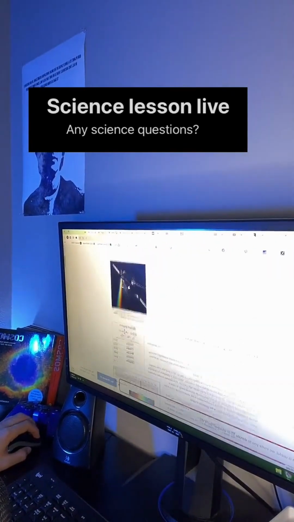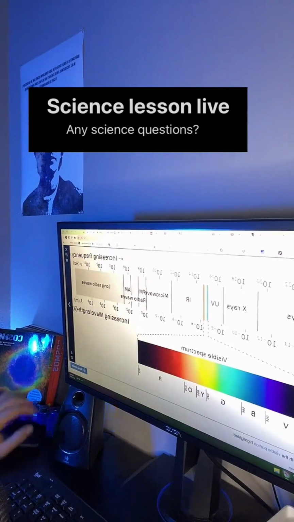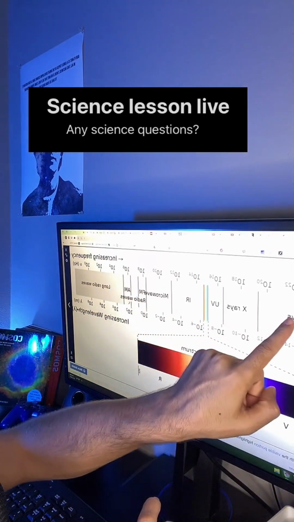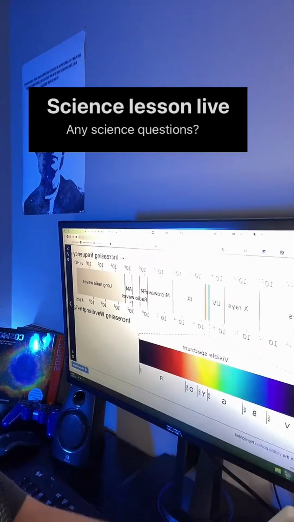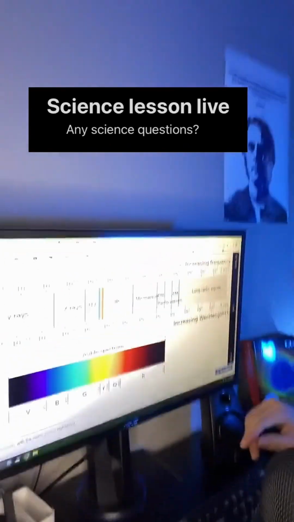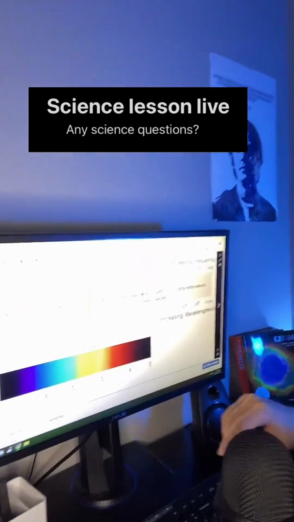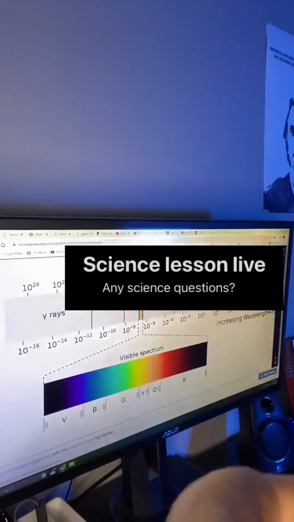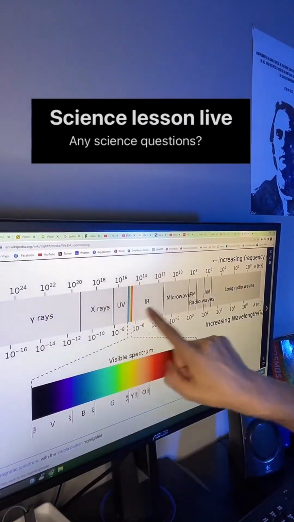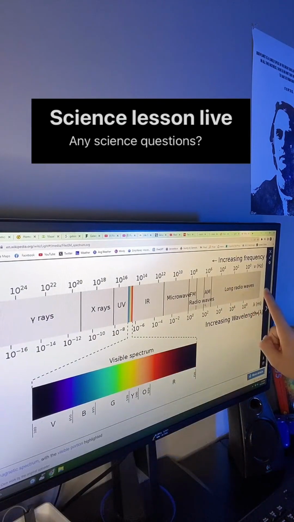Here's something that always fascinated me. Let me actually mirror this because this is annoying. Okay. Perfect. So here are all of the wavelengths of light.